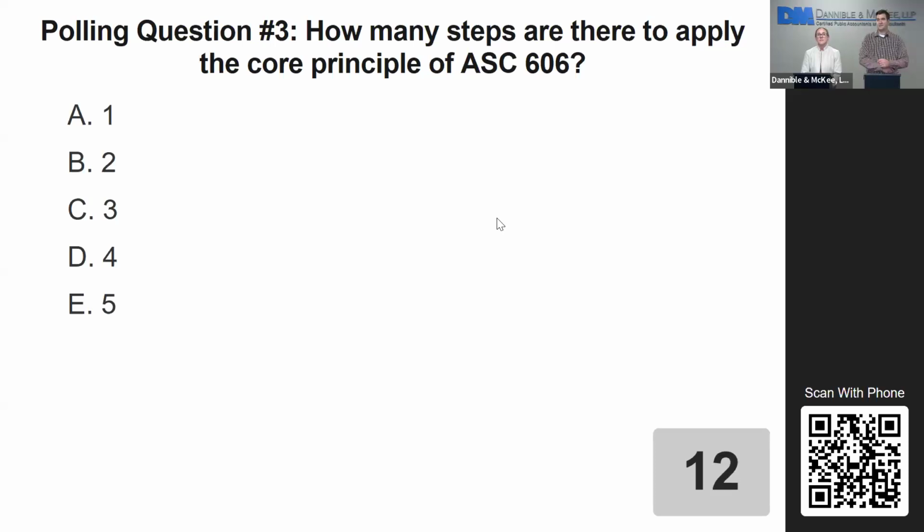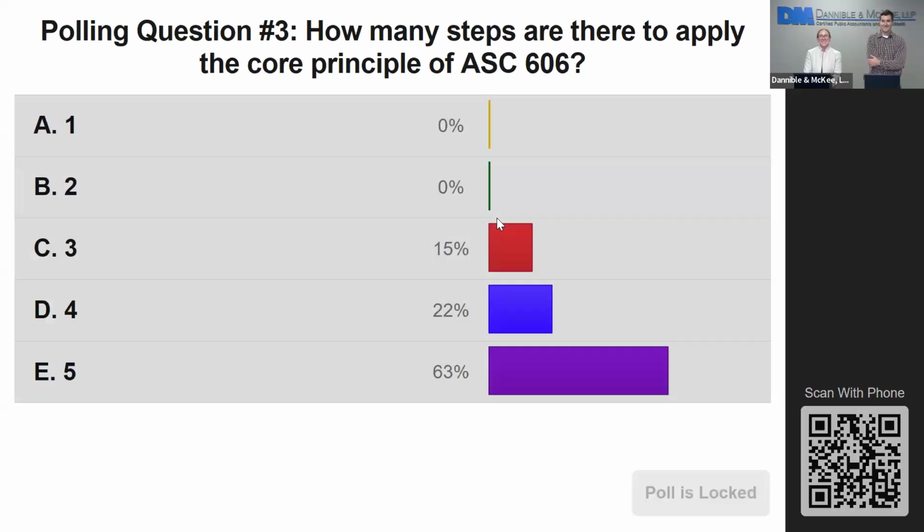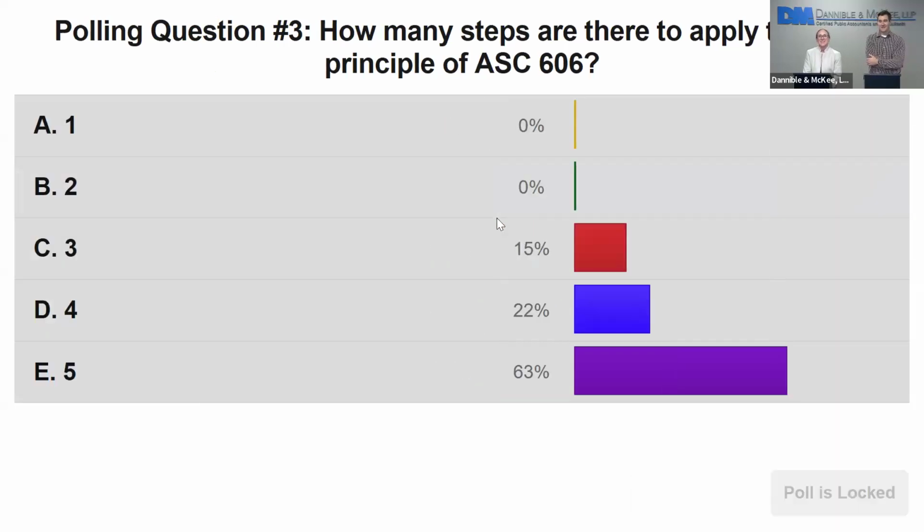So again, how many steps are there to apply the core principle of ASC 606, the 5-step methodology that we just walked through? A little bit of a hint there. All right, good. Yeah, so again, 5 steps. And if there's ever a contract with a customer, just make sure you're going through that criteria. And that's really going to be your blueprint of how revenue should be recognized for the contracts that you have with your customers.